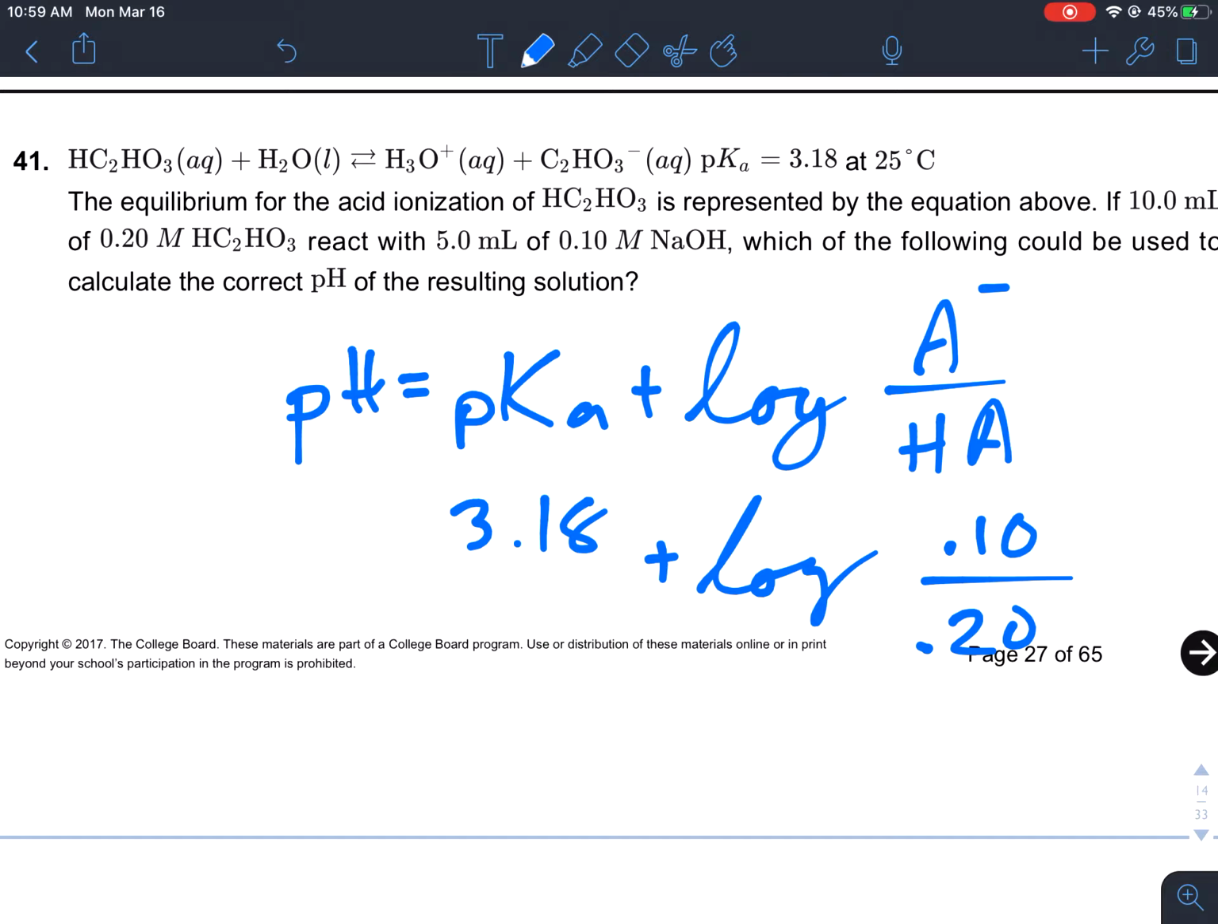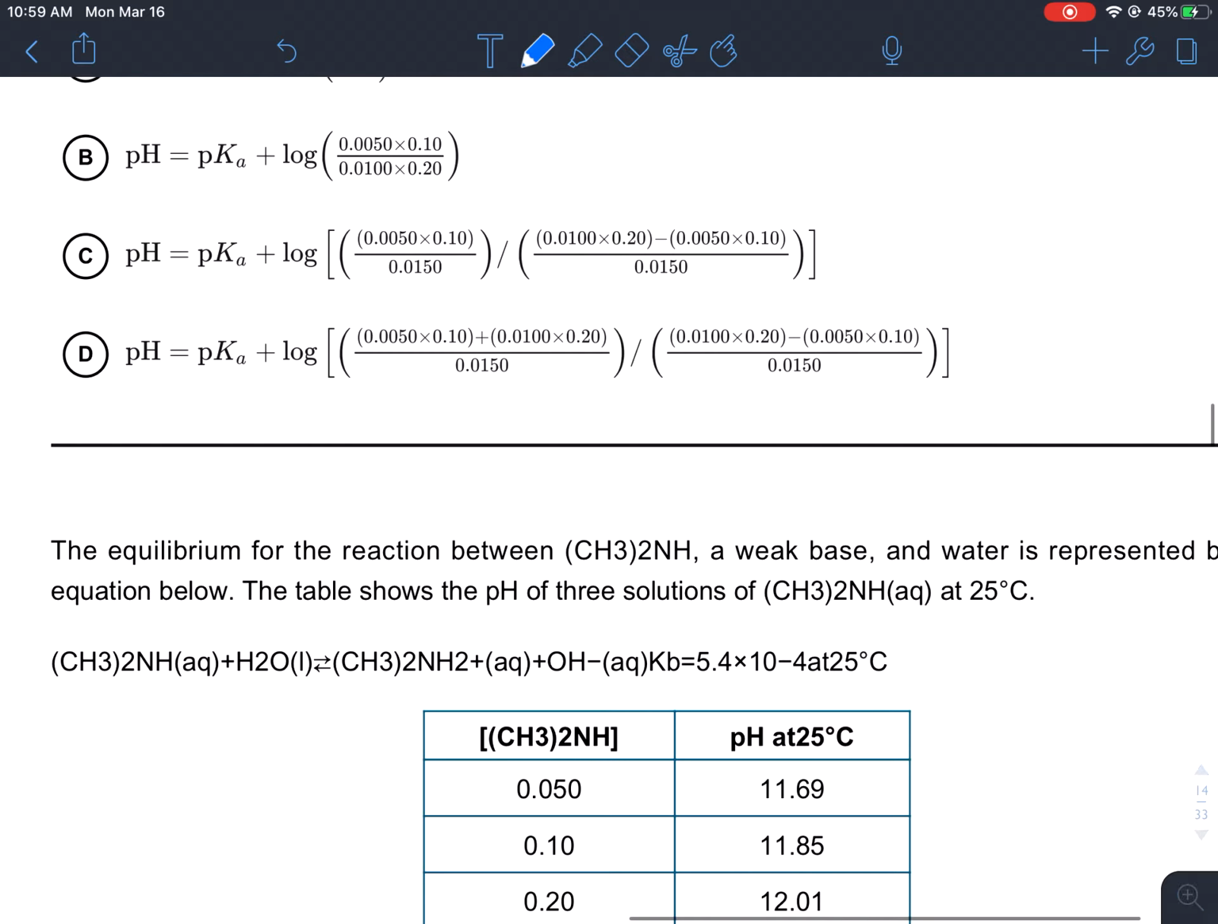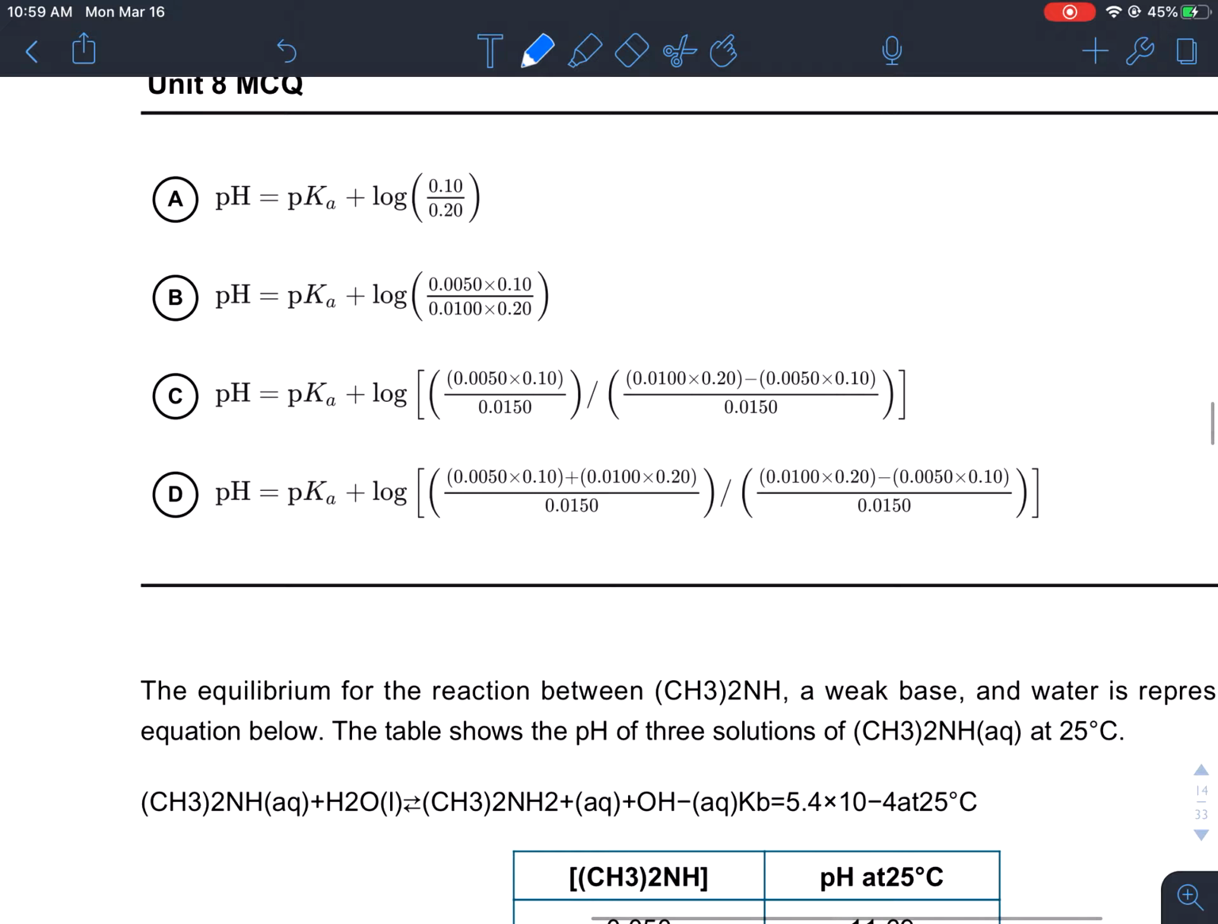So the correct answer here, I believe, is C. And if you look at it, it's because these bottom numbers here are the new volumes, right? The volume of adding 10 milliliters and 5 milliliters together, and you're adjusting for it. This is your A minus over your HA. Now this question was just a little bit too involved on the math, and I didn't like it.